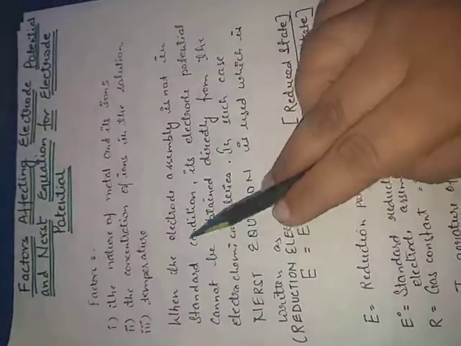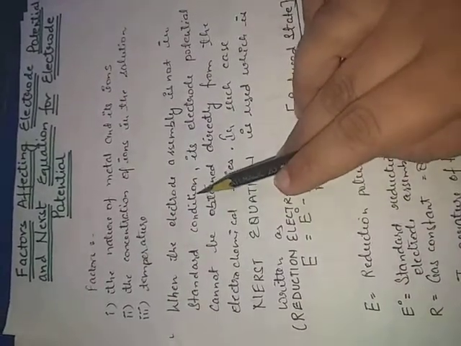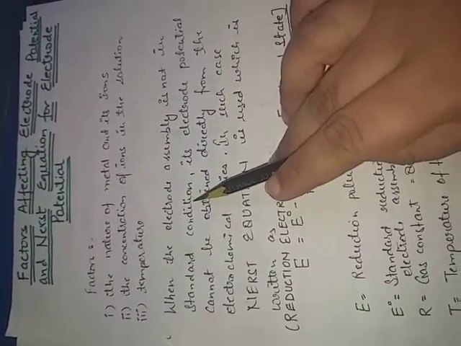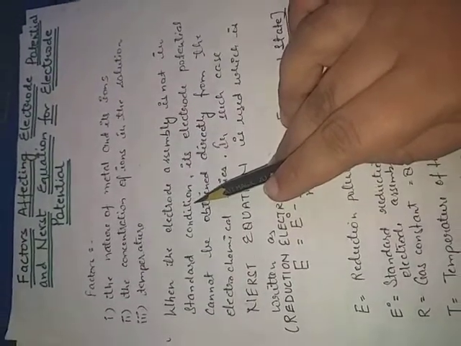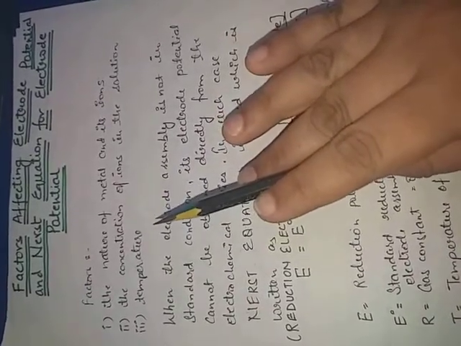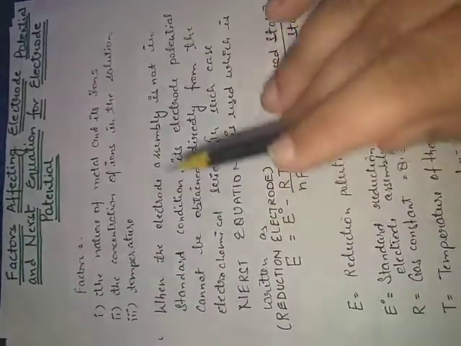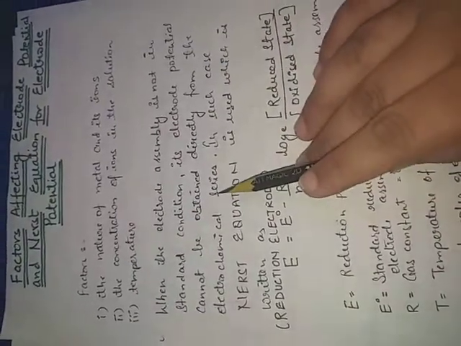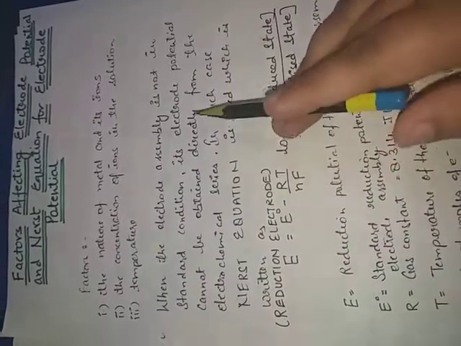When the electrode assembly is not in standard condition, that is, if it were in standard condition, the temperature would be 25 degrees Celsius, the solution would be 1 molar, and if gas is used, the pressure should be 1 atmosphere. If it is in standard condition, then it is all right, but if it is not, then its electrode potential cannot be obtained directly from the electrochemical series. Just by seeing the reduction potential values, we cannot calculate the electrode potential.